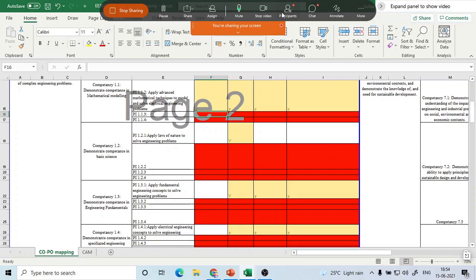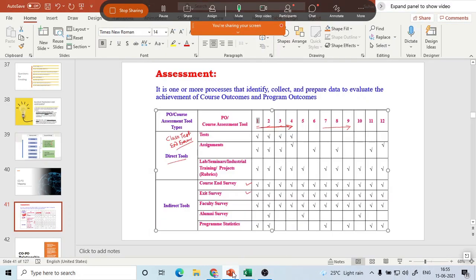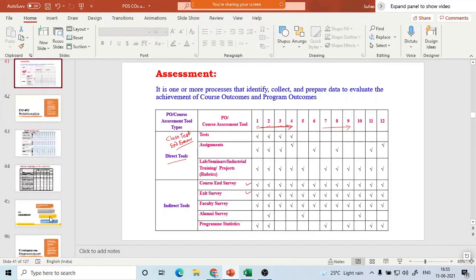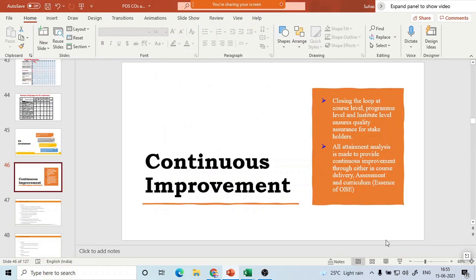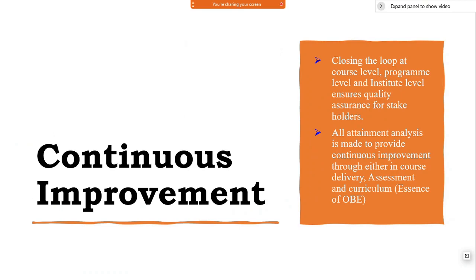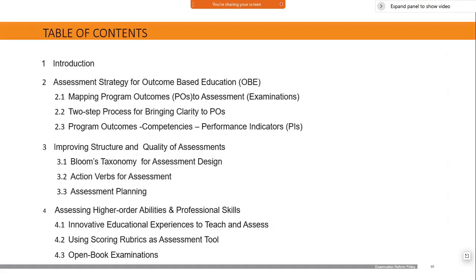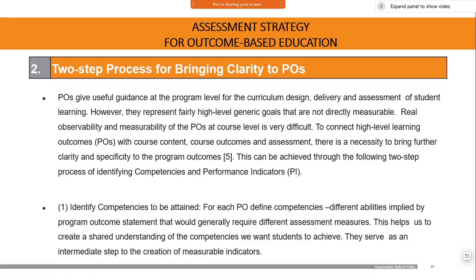Yes, is there any doubt or any questions? Okay, we'll come back to our presentation. We have seen this continuous improvement and everything. The ultimate aim of this CO-PO mapping is to convert your stuff into a certain number. That is what is expected. Then you can have all these questions.